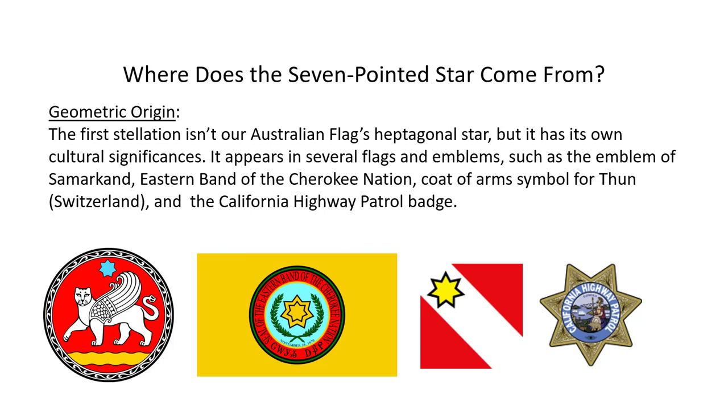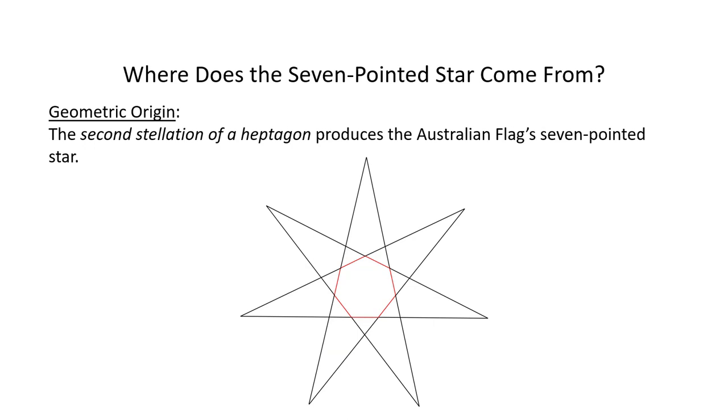It appears in several flags and emblems, such as the emblem of Samarkand, the eastern band of the Cherokee Nation, a coat of arms symbol for Thun in Switzerland, and the California Highway Patrol badge. The second stellation of the heptagon does produce our Australian flag's 7-pointed star.